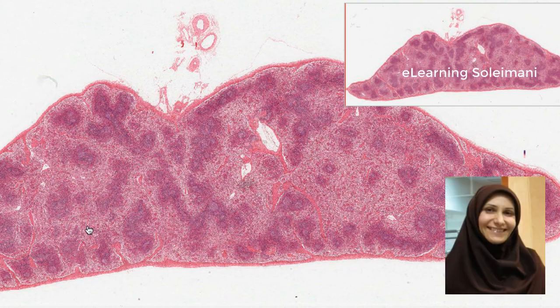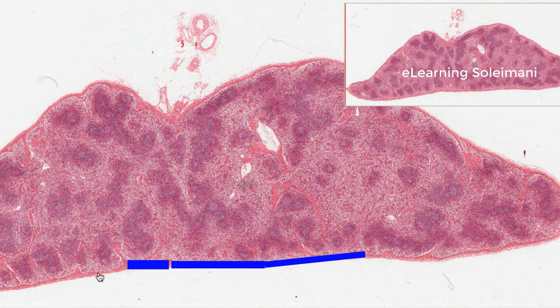Look at this. Here you see the cross-section of the spleen. The spleen is a secondary lymphatic organ, meaning it's the place where immune defense happens. It also serves to filter blood. The spleen has a serous coat or capsule.